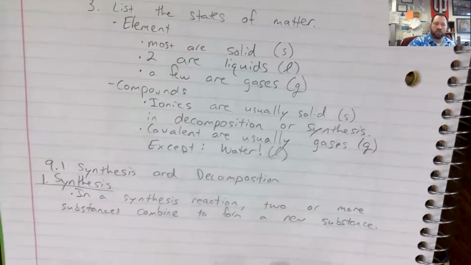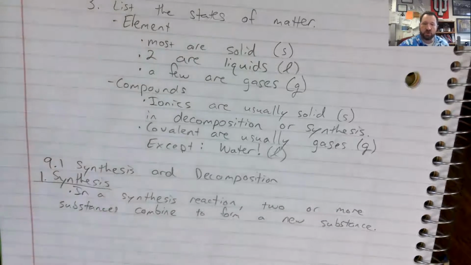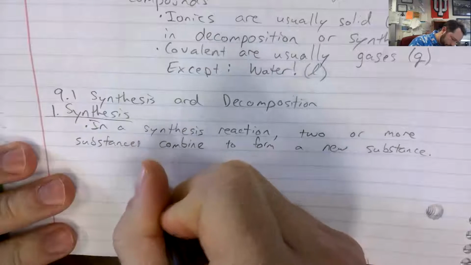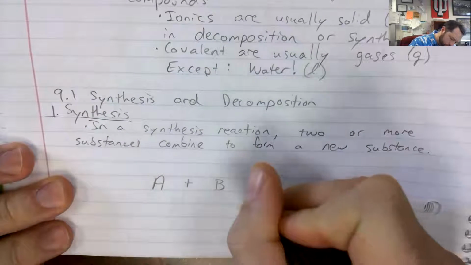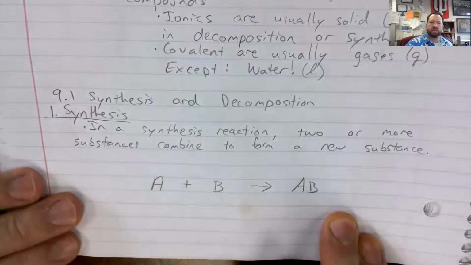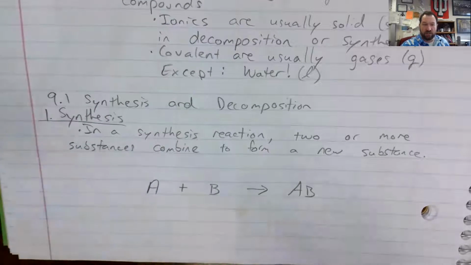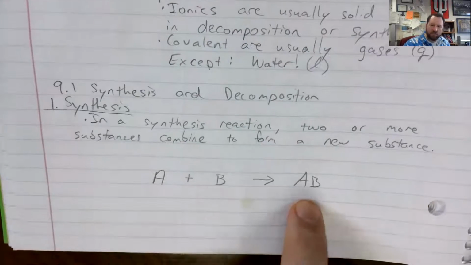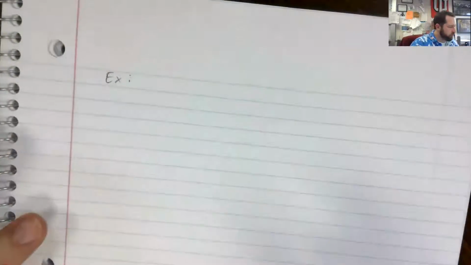So in the synthesis reaction, two or more substances are going to combine to form a new substance. The general formula you're going to look for: A plus B gives us AB. That's how we know it's a synthesis. Synthesis means to make, so we're combining two things to make something new. An example of a synthesis reaction, something you might see in your homework over the next couple of days here.